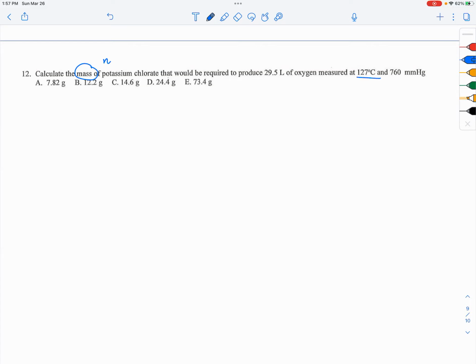Next, the temperature is in Celsius, so I have to change it to Kelvin. We add 273, that would be a total of 400 K. The pressure is not in ATM, but they're very nice to put 760 millimeters of mercury, so I can have 1 ATM. So pressure is 1 ATM, temperature is 400 K, volume is 29.5. And now we are not collecting this over water, so we don't have anything to consider, like subtraction from barometric pressure and whatnot. So this is simply PV = nRT.